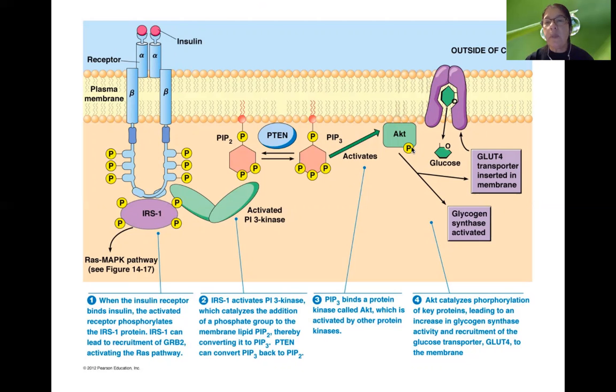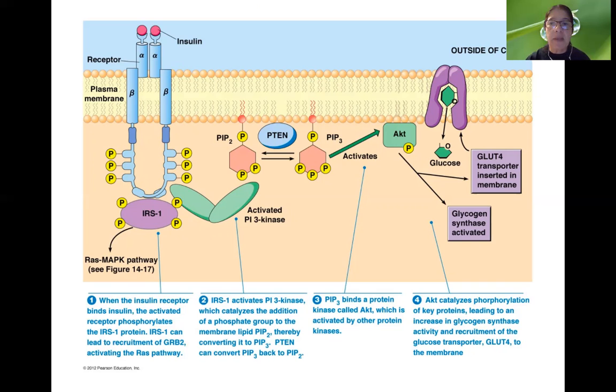So what is the response? Now, we learned already about GLUT4 and glucose transporters, right? Glucose transporters get deposited into the membrane, and this increases the rate of facilitated diffusion of glucose. So glucose will enter the cell through the GLUT4 transporter. So one response is to increase the rate of glucose diffusion into the cell by simply depositing more GLUT4 transporters.